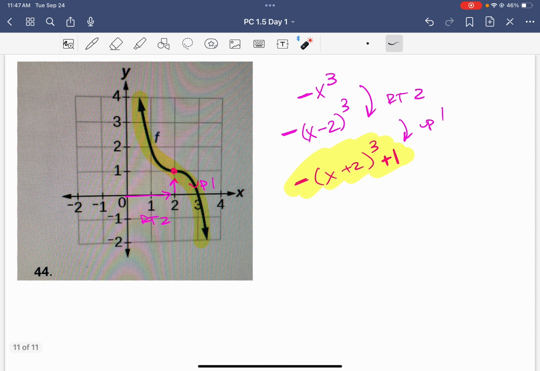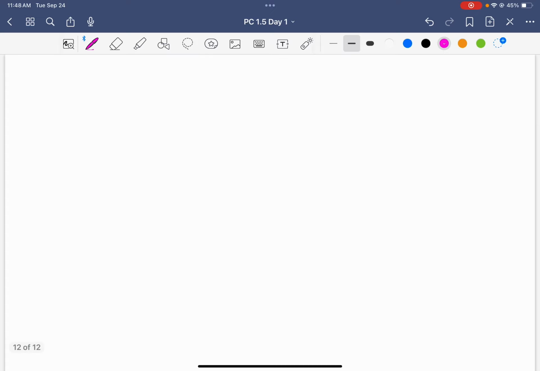Now, if I was really thinking about it, if order matters, I work from the inside out, and they actually moved, oh, why did I change that to a plus? They actually moved right 2 first, then they reflected it, then they moved up, if we want to be proper in the order. So that's 44, and last but not least is 46.